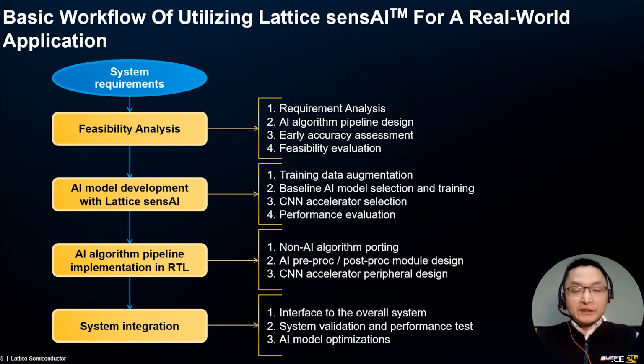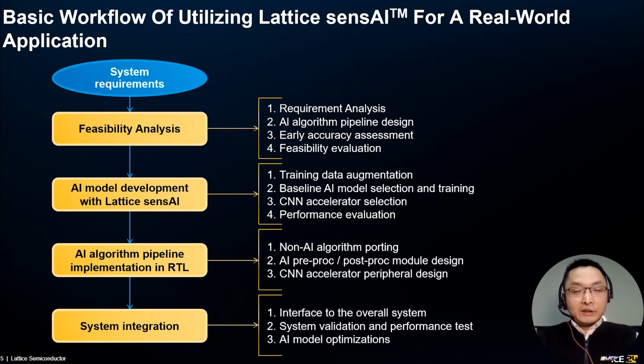The third major stage is to implement the complete AI algorithm pipeline in RTL. Besides inserting the NN accelerator, we also need to design some other modules such as the non-AI algorithm module, the image pre-processing module, and the model post-processing module.